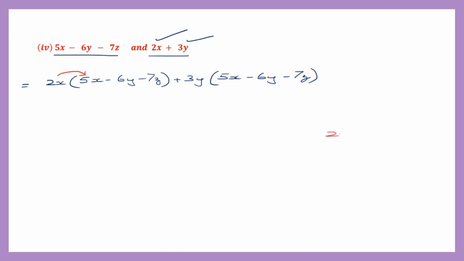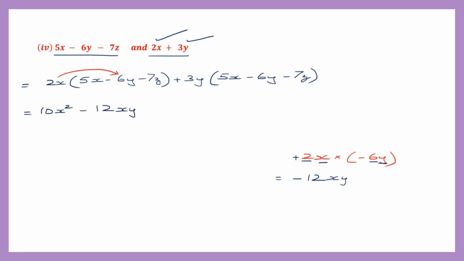2x into 5x. So let's do that, 2x into 5x. So 2 into 5, first the numbers, 2 5s are 10, x into x is x square. So this is 10x square. Now let's multiply 2x into minus 6y. So 2x into minus 6y. So here the sign is plus. Plus into minus is minus. The numbers 2 6s are 12. There is 1x and 1y. So that is xy. So this is minus 12xy.